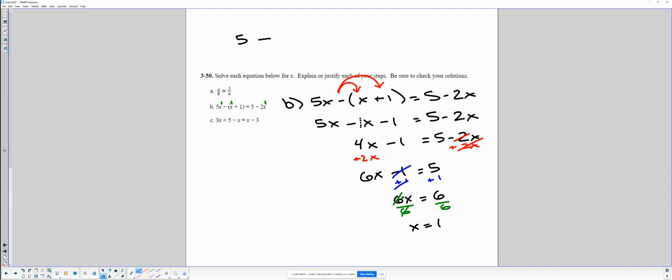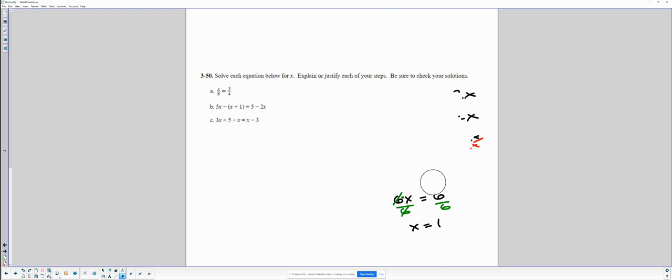And then in here, you're going to go 1 plus 1. That's going to give you 2 equals 5 minus, and then you're going to have 2 times 1 right here. 2 times 1 is going to be 2. And you can see it looks the same. 5 minus 2 is 3, and 5 minus 2 is 3. So that checks off as well. So the answer is x equals 1, and everything checks off.